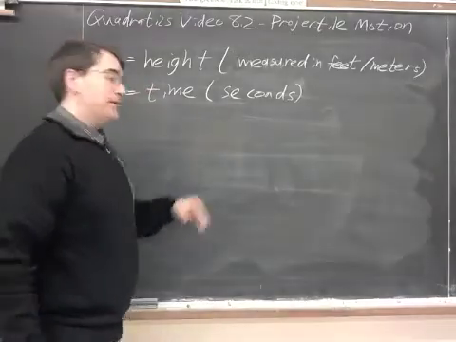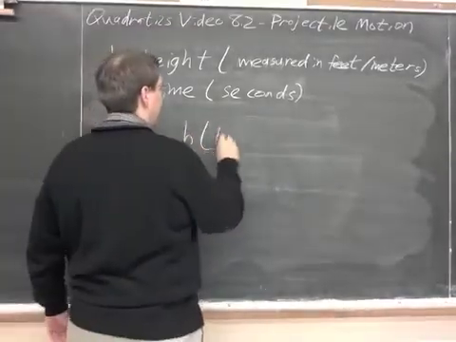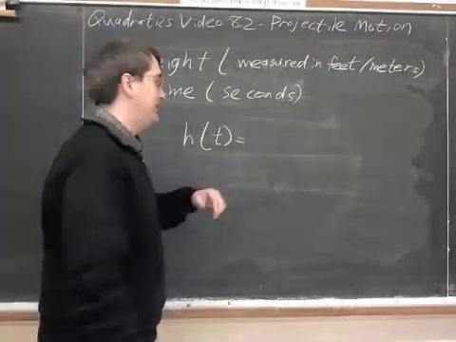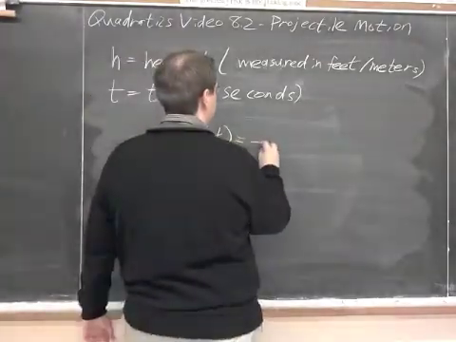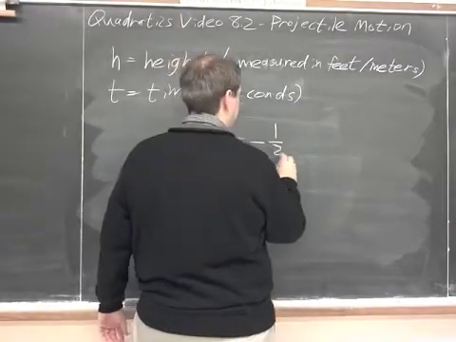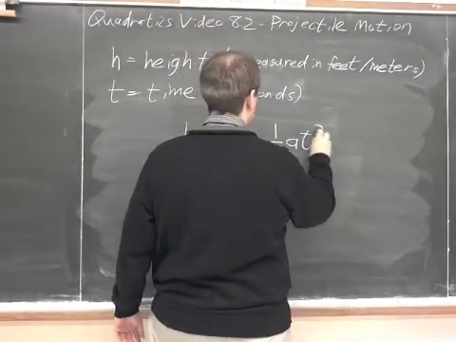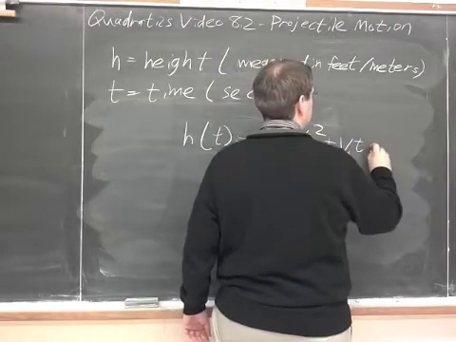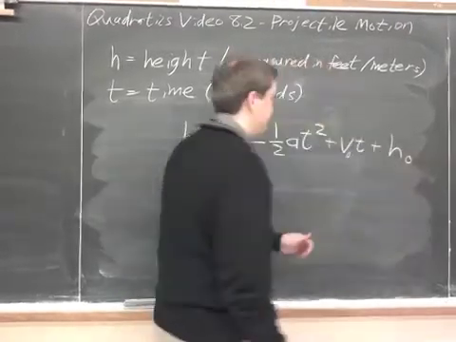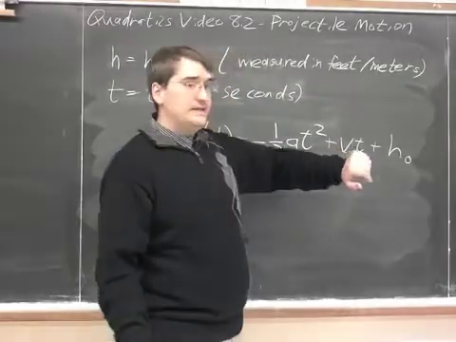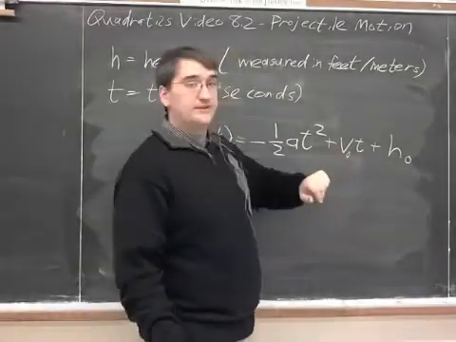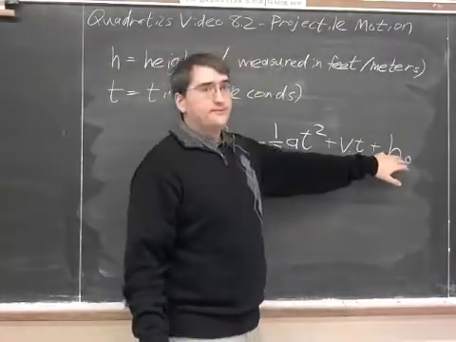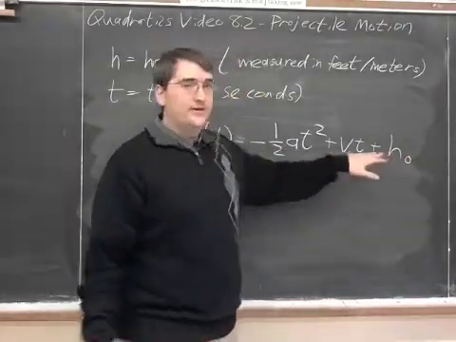The function that we can use, so h of t, remember that function notation, we have the height as a function of time, looks like this. It's always of this form: negative 1/2 a t squared plus v0 times t plus h0. This is pronounced v naught. That's actually a little zero there, so v0. This would be h0. We'll get back to what these things mean in a moment.